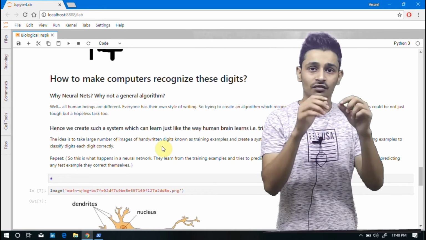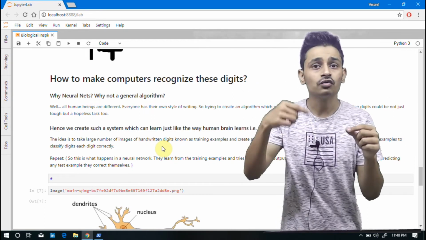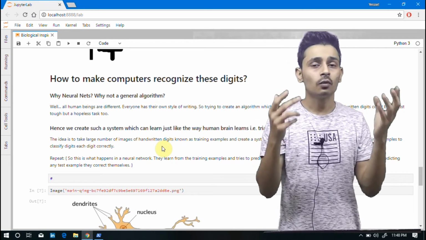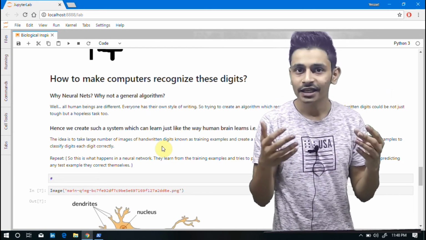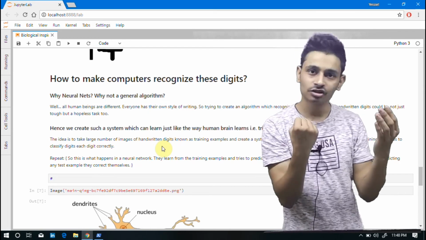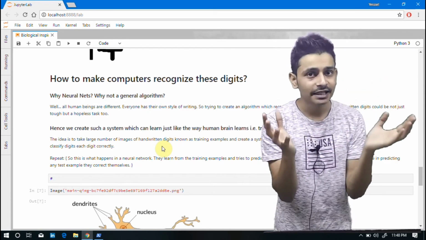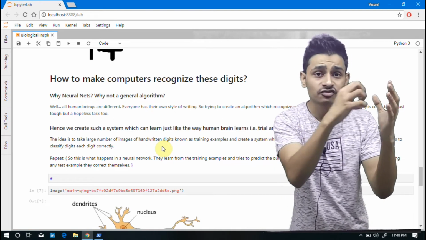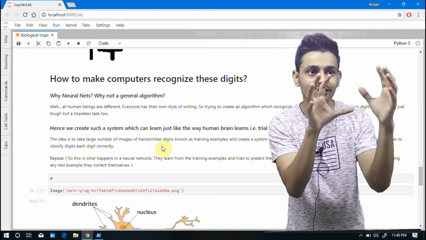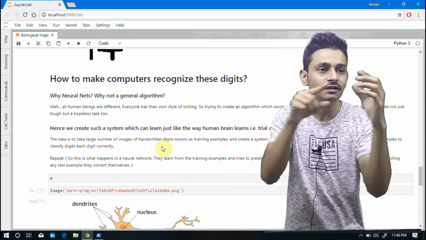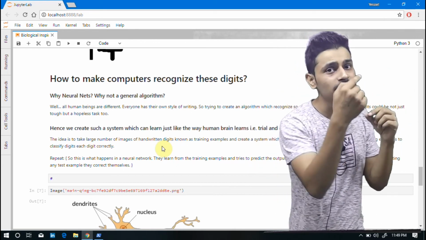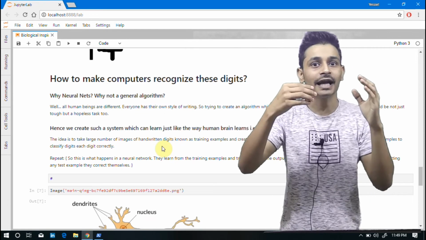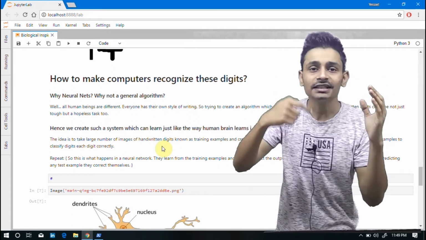One solution is we can create a system which will learn the way the human brain learns, that is through trial and error. So what do we need to do? The idea is to collect images of a large number of handwritten digits and create a system which will be able to infer or extract rules from those images. That is, it will learn itself how the image of a particular digit looks like, and then it can learn and evolve itself, and if it makes mistakes it can correct itself.